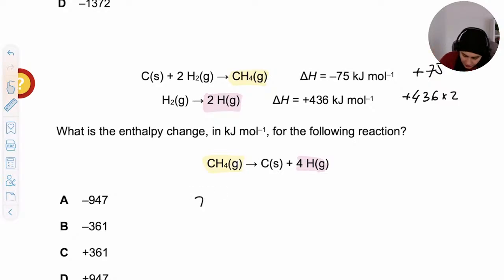So we decided that the first equation we're flipping, the second equation we're just multiplying by 2. So your answer would be, and then you add 436 times 2 should be D, I think. Yeah, 75 plus 436 times 2. Yeah, 947. That's D.